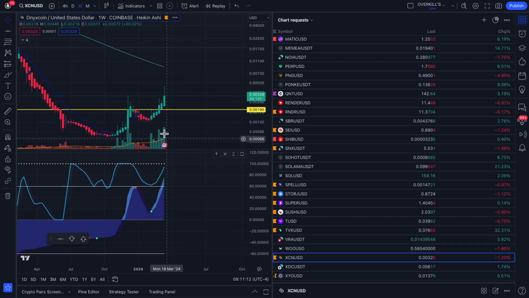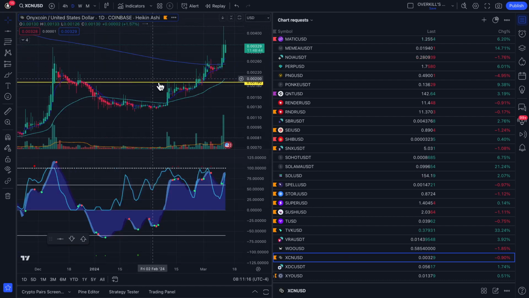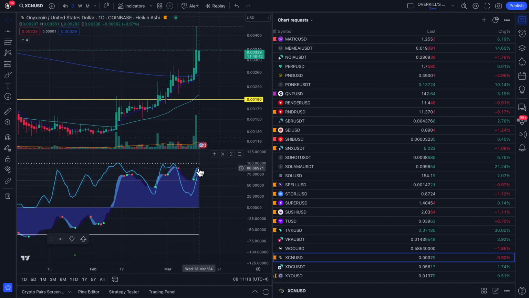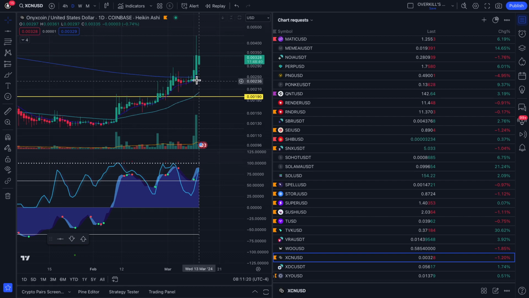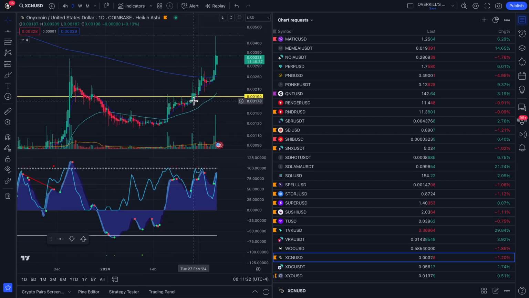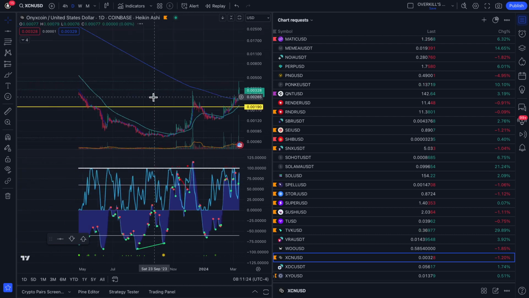XCN, this one looks good. Also getting close to profit-taking territory. Getting close to that 100. I'd be in here on the daily once again, sniping. When that hits the dotted line, I'd be looking to sell and then looking to buy a pullback into the 50. That's some strong price action here.